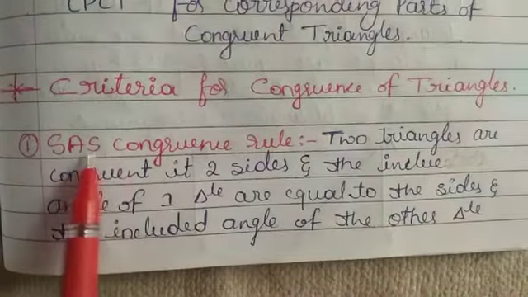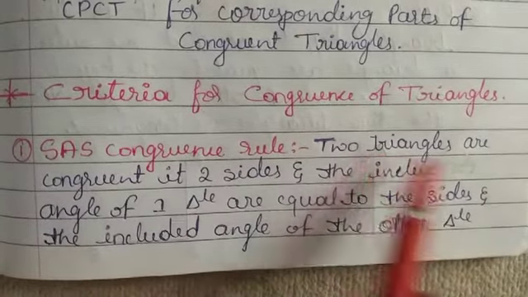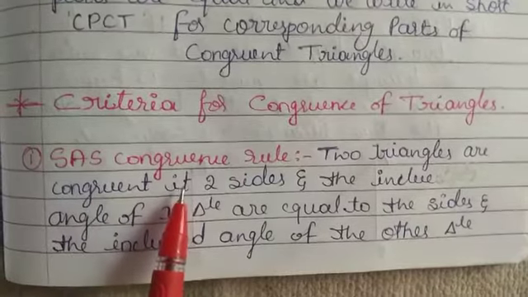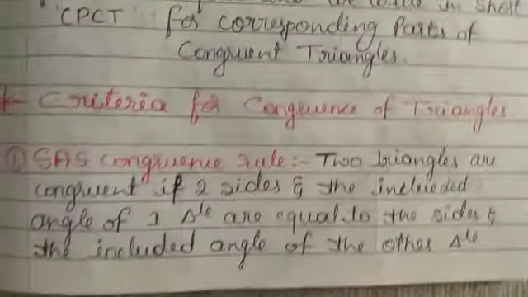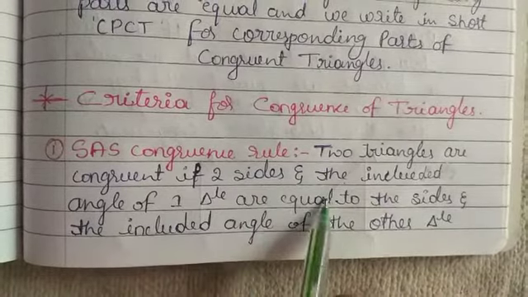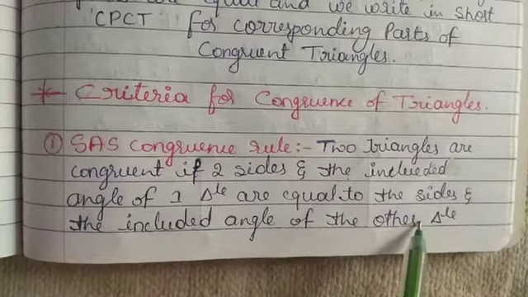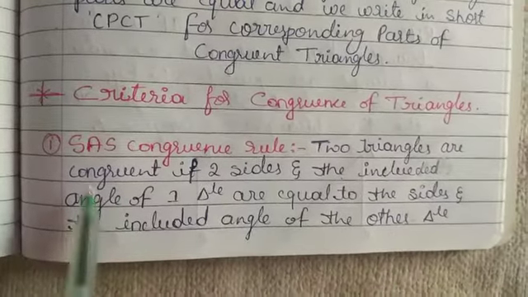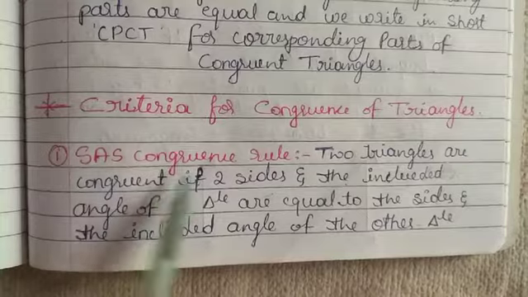Okay. The first criterion is the SAS congruence rule. Two triangles are congruent if two sides and the included angle of one triangle are equal to the two sides and the included angle of the other triangle. Then I can say those two triangles are congruent using the SAS congruence rule.